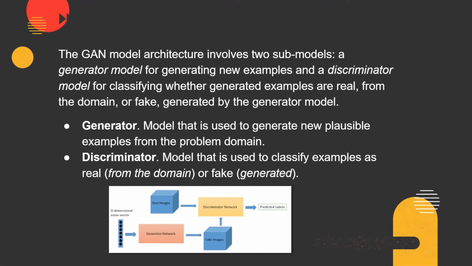The GAN model involves two submodels, a generator model and a discriminator model, as we discussed. The following image shows the generator and discriminator in action. We give a d-dimensional noise vector to the generator network. The noise is there so that, as I said, the variety of the dataset can be changed. The generator produces some fake images. The discriminator model finds the differences between the real image and the fake image, and predicts a loss function or the labels for the generator to work upon in the next iteration.